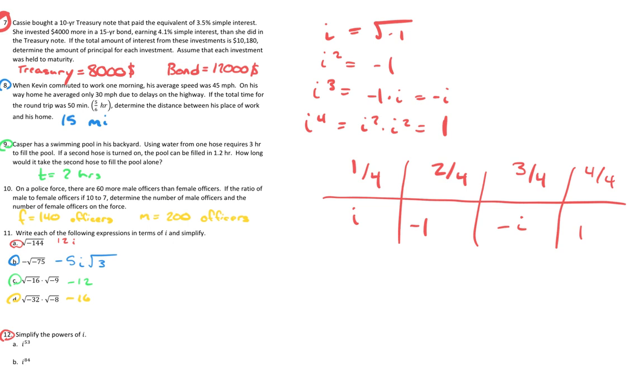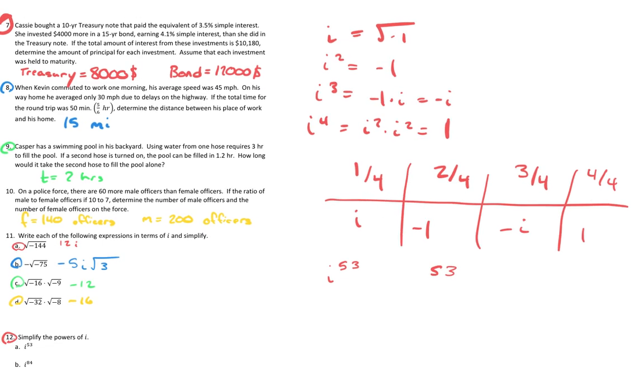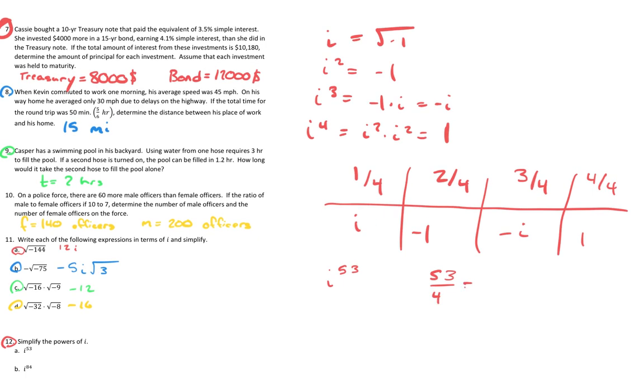So if we start with A here, we have i to the 53rd. So if we divide 53 by 4, we see we're going to get a remainder. 53 divided by 4 is equal to 13.25. So because we got this remainder here, this correlates with this. So we should expect that our answer is just going to be equal to i. And where that comes from, again, is we can rewrite this as i to the 52nd times i, and i to the 52nd, because that's evenly divisible by 4, we know it's just going to be 1, because we could just keep breaking it down into i to the fourths, basically.